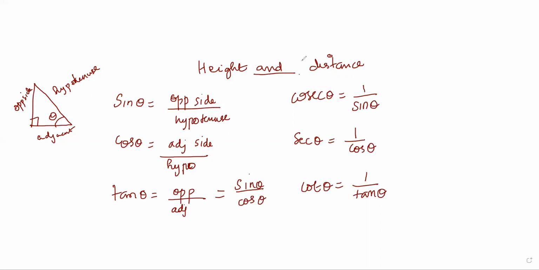Okay. Now, after this, we need to know the trigonometric values of some basic angles, like 0 degree, 30 degree, 45 degree, 60 degree, 90 degree. This much only we need to know from this chapter, because usually the angles will be like 30, 45 and 60. 0 and 90 rarely come.